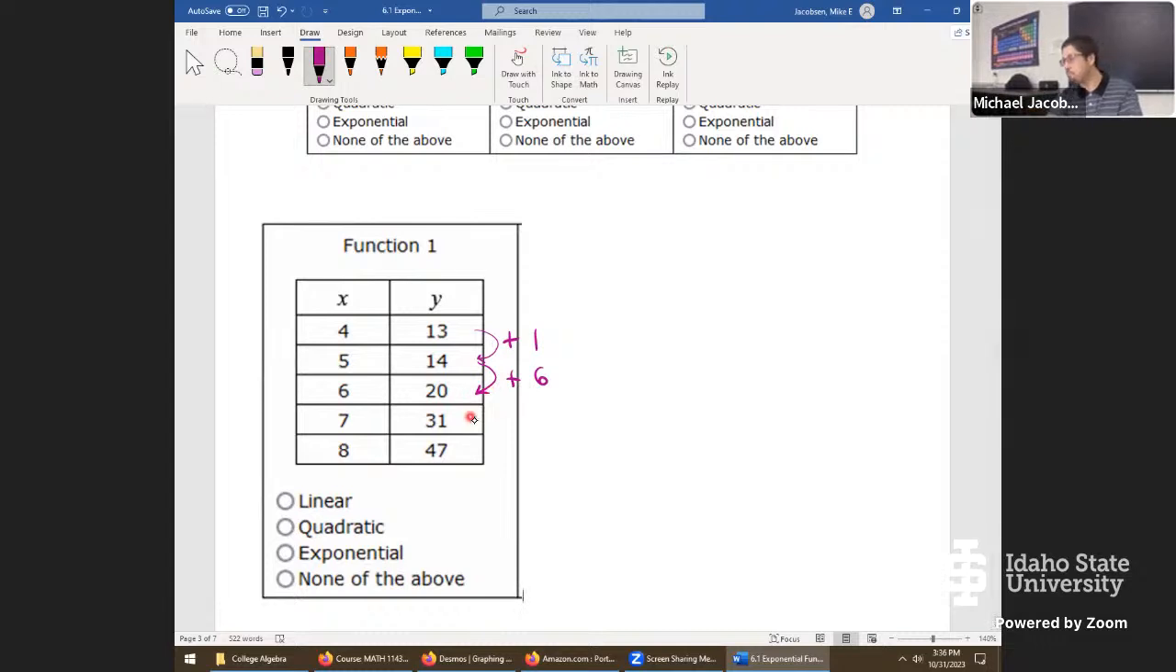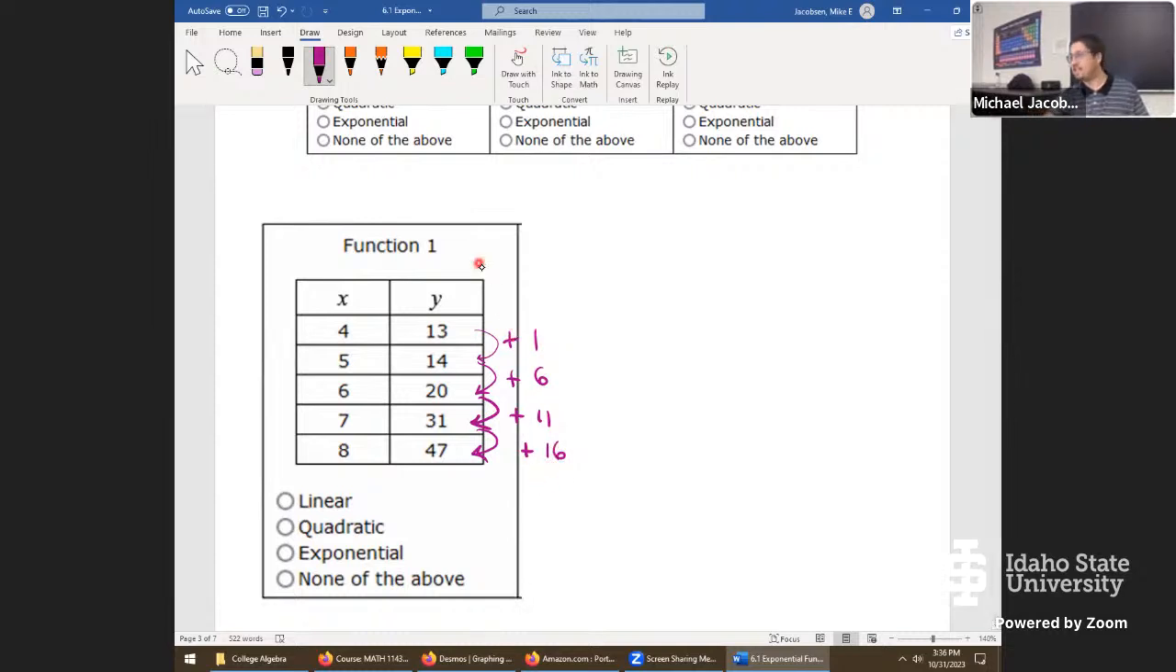Next one, I'll take 31 minus 20. This is a difference of +11 now. One last one, 47 minus 31 is a difference of, let's see here, looks like a 16. So this one is definitely not linear. If it were linear, all of these would be exactly the same. A linear function has a constant rate of change. This rate of change is changing.